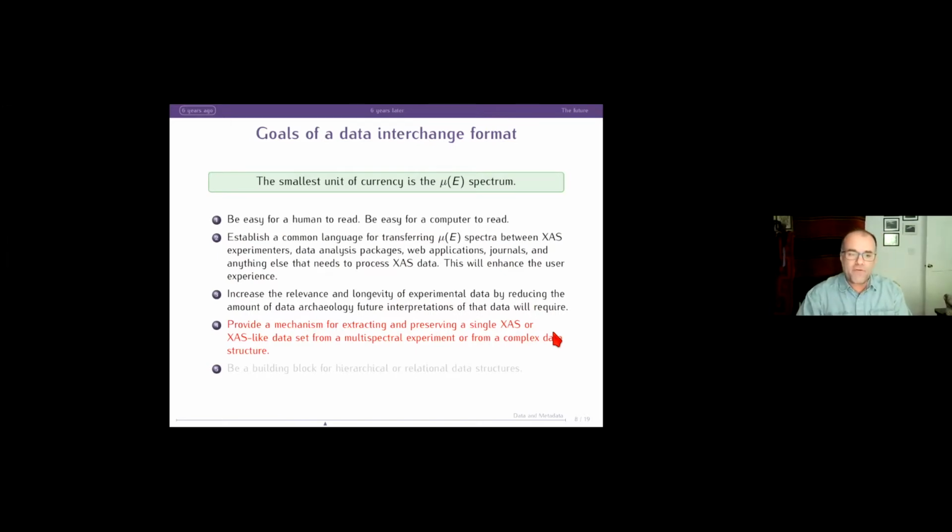So we might have complex, disparate data volumes. We might have a multispectral experiment, like for example, at a fluorescence microprobe, you might have a fluorescence map and want to go to a spot and understand the XFS spectrum from a spot. So you need to extract XFS data from this multispectral experiment. And then of course, we want something to build upon to make bigger data structures.